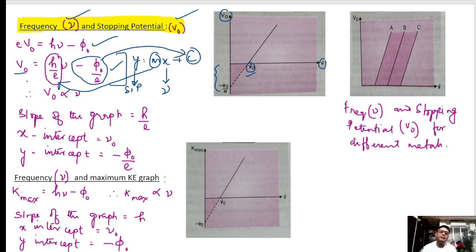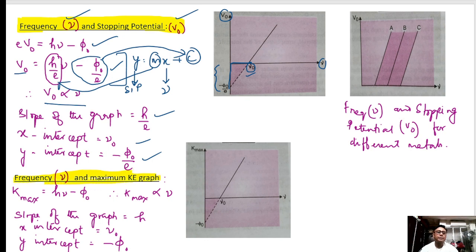So we can see stopping potential is directly proportional to the frequency of the light emitted. Okay, so these are given here. The y-intercept is this much, the x-intercept is this much. Now we are plotting the frequency and the maximum kinetic energy.